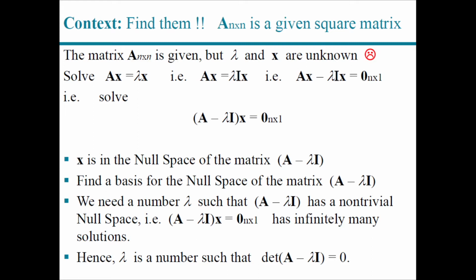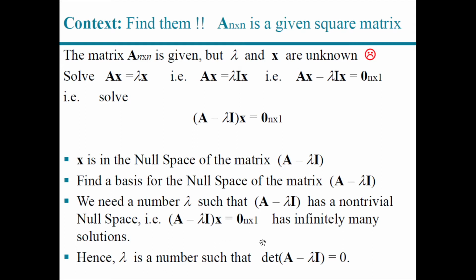That means that my matrix, from my equivalent statements, I remember the matrix of the system, A minus lambda I, needs to be non-invertible. It cannot be invertible, because if it is invertible, then I only have one solution, x equals 0. But I'm not interested in that. I would love to have infinitely many solutions. And the equivalent statements taught us that the only way for a homogeneous system with a square matrix to have infinitely many solutions is for the matrix to be non-invertible.